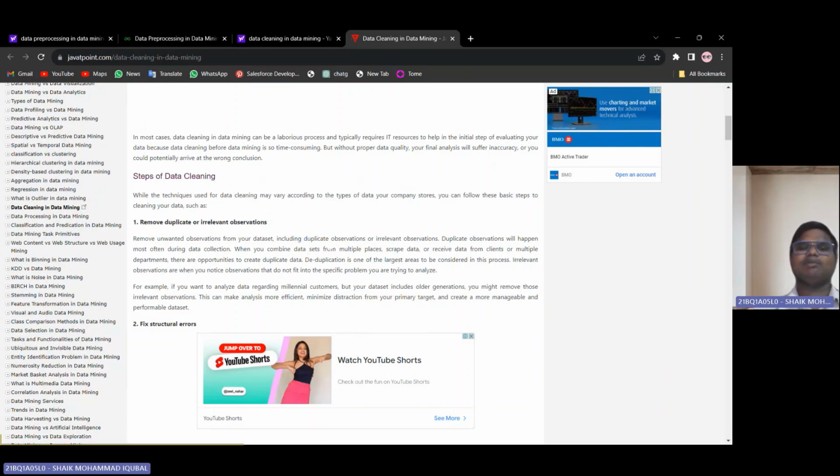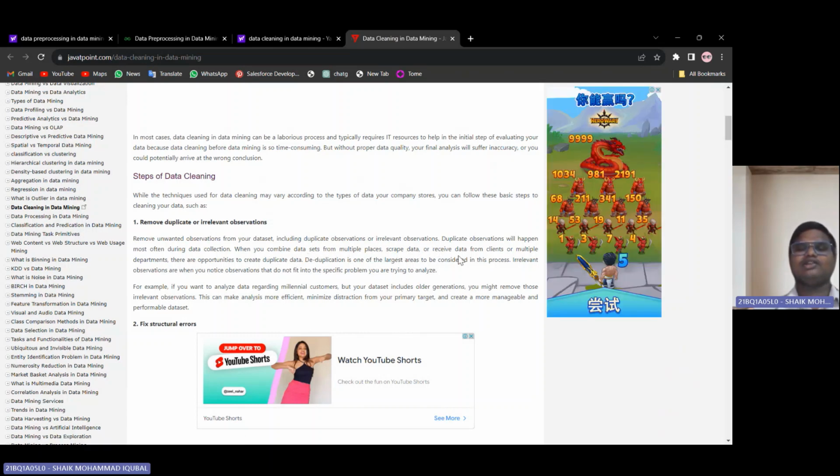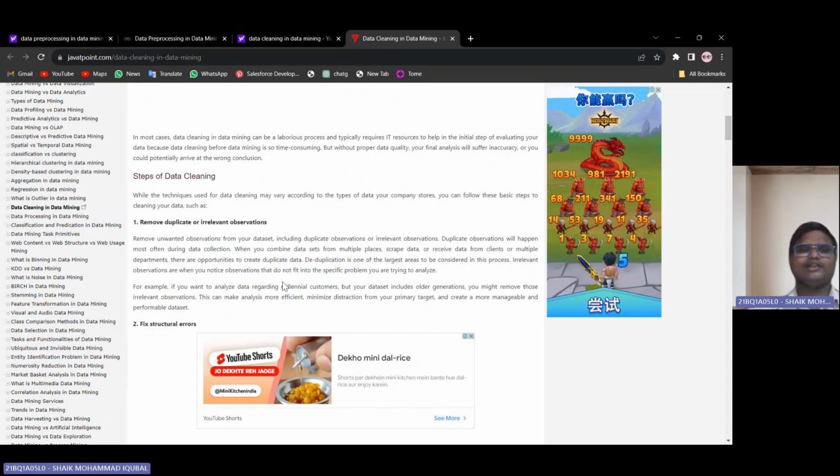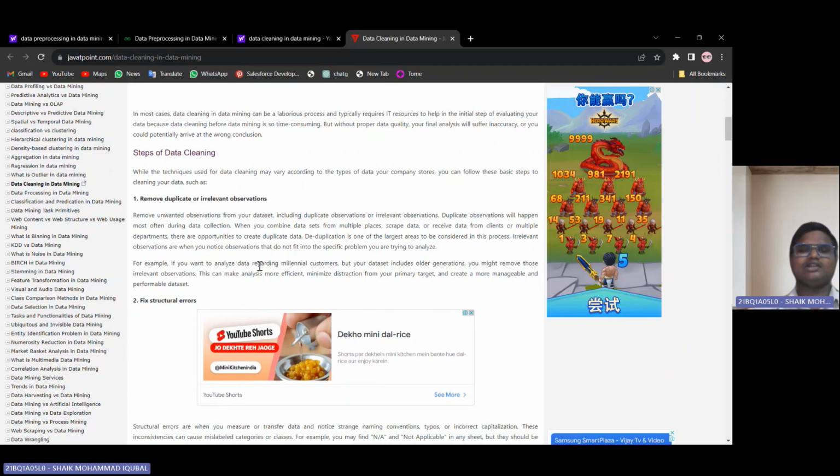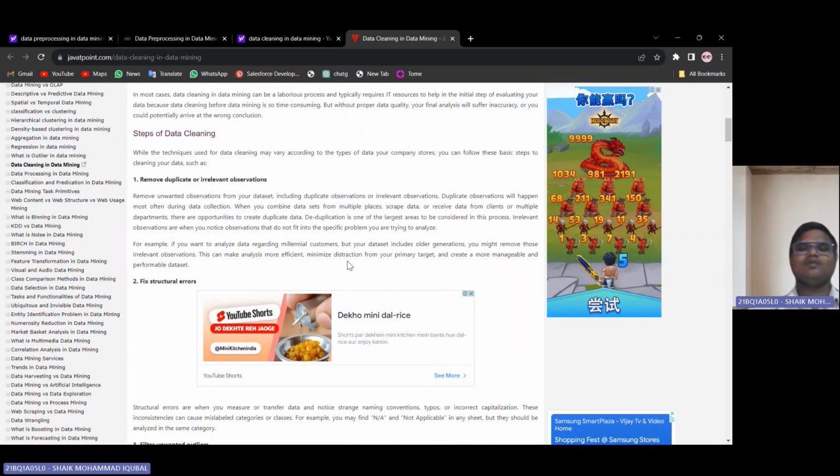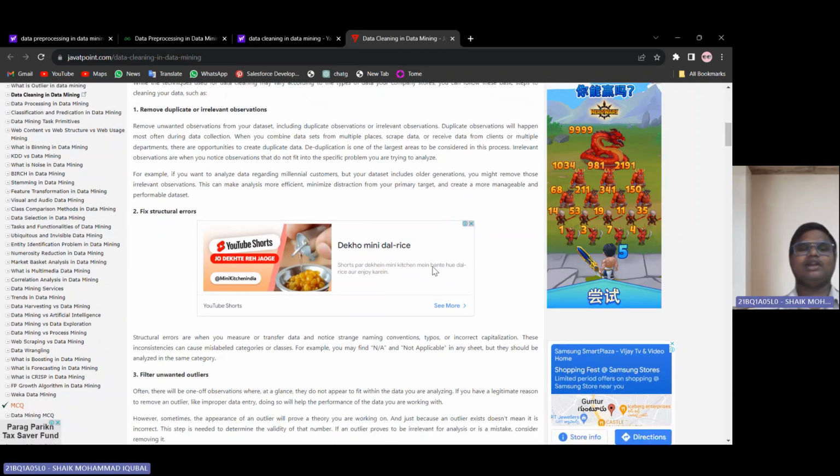When you combine datasets from multiple places, scrape data or receive data from clients or multiple departments, there are opportunities to create duplicate data. Deduplication is one of the largest areas to consider in the process. Irrelevant observations are when you notice observations that do not fit the specific problem you are trying to analyze. For example, you want to analyze data regarding millennial customers, but your data set includes older generations. You might remove these irrelevant observations. This can make analysis more efficient, minimize distraction from your primary target, and create a more manageable and performant data set.